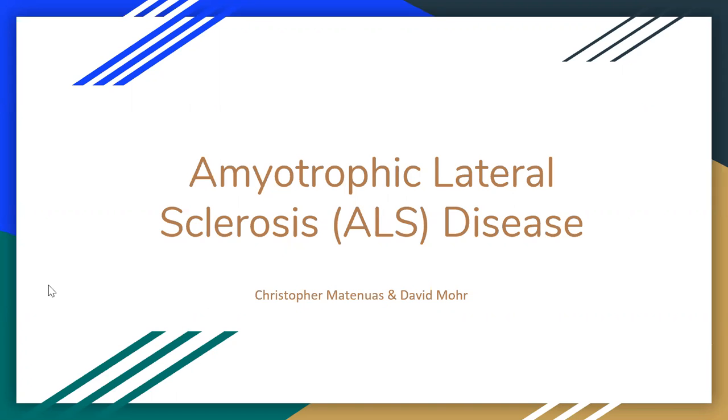Today we're going to be discussing amyotrophic lateral sclerosis disease, also known as ALS disease. ALS disease is a degenerative disease of the primary motor cortex. It can result in a decrease in mobility to a complete lack of mobility in an individual who has it. It is a progressive disease, so it gets gradually worse over time.